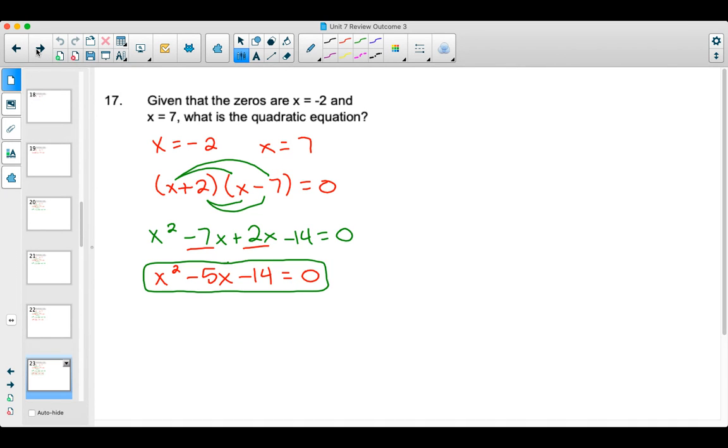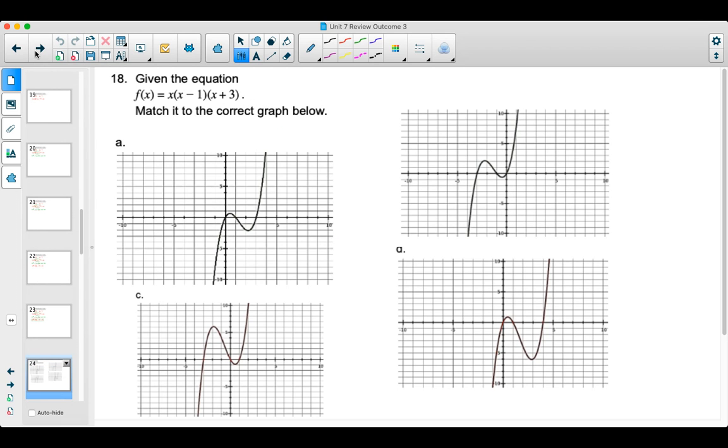Number 18 says, given that the equation f of x equals x times x minus 1 times x plus 3, match the correct graph below. We're using the same exact idea as the last few problems: the factors are opposite of the zeros. So we have x equals 0. We're just putting all of this equal to 0. For x minus 1, we use the opposite, which is +1. For x plus 3, it is -3.